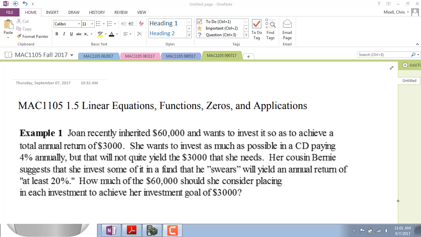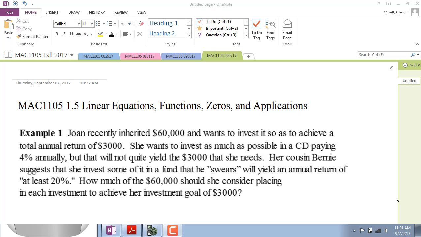Section 1.5, linear equations, functions, zeros, although we have talked about zeros of functions a little bit. I've got one example at the end of the section. And applications of linear equations, linear functions. Example 1, jump right into the applications.